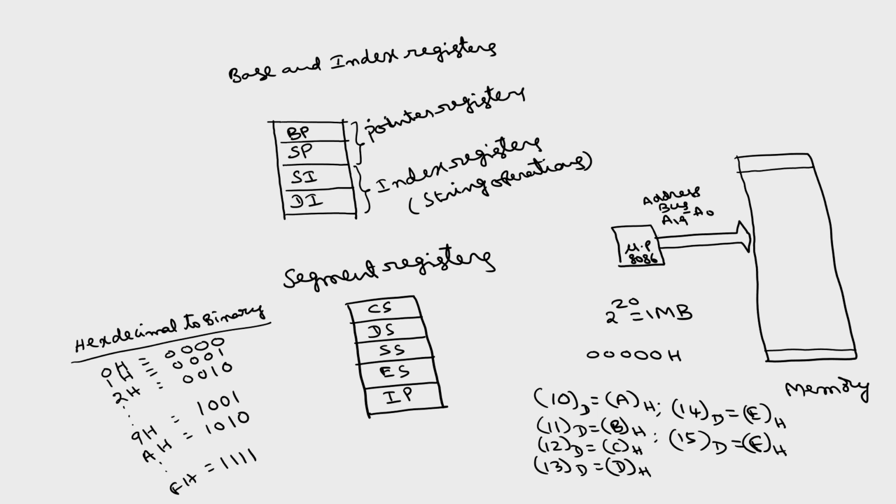So, in the hexadecimal number system, this becomes 5 zeros H, because each 0 is equivalent to 4 bits, 5 into 4, 20 bits. So, the starting address of this memory is 00000H and the ending address will be FFFFFH, 5 Fs. Each F is equivalent to 4 bits, so a total of 5 Fs is 20 bits, all 20 ones. So, this is the starting and ending address.